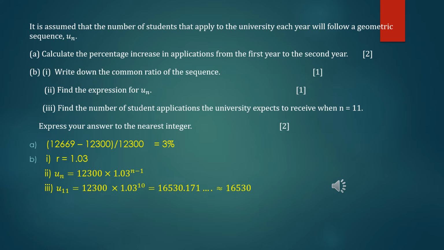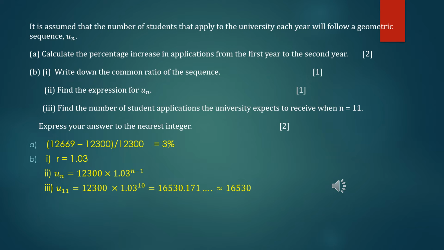Okay, problem letter A, we calculate the percentage increase in applications from the first to the second year. So you can pause this and go back to the previous slide to get the data. Anyway, the solution is here. To find the percentage increase, we get the difference of the first and the second year, and then we divide that by the original, the starting year, and then we multiply that by 100%. So the answer is 3%. So that's the increase every year.